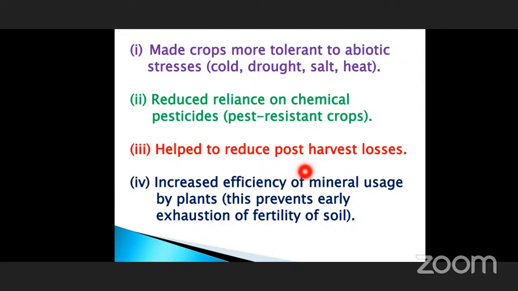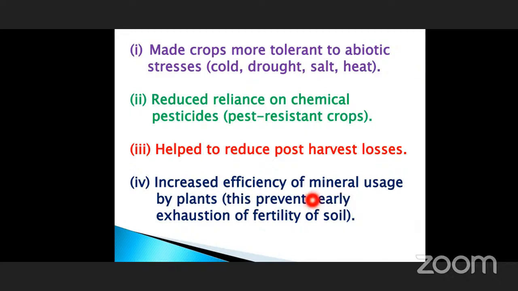After harvest, post harvest losses are there. With the help of genetic engineering, we can reduce the post harvest losses and increase the efficiency of mineral usage by plants. This prevents early exhaustion of fertility of soil. Increased efficiency of mineral usage by plants: with the help of roots, plants absorb the minerals from soil. So with the help of rDNA technology, the efficiency of mineral usage by plants increases, to prevent the early exhaustion of soil fertility.